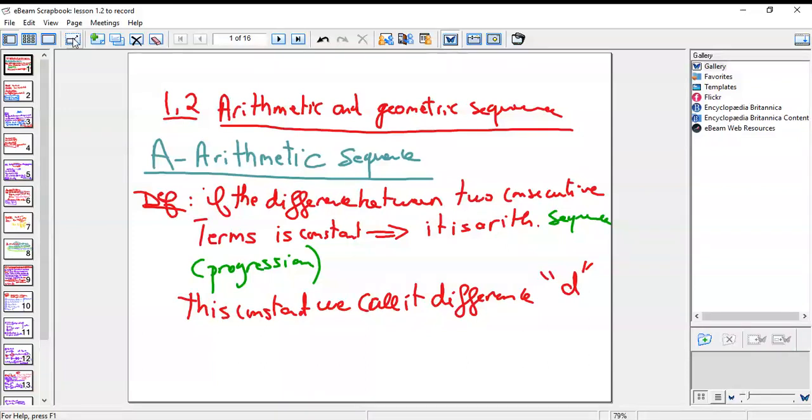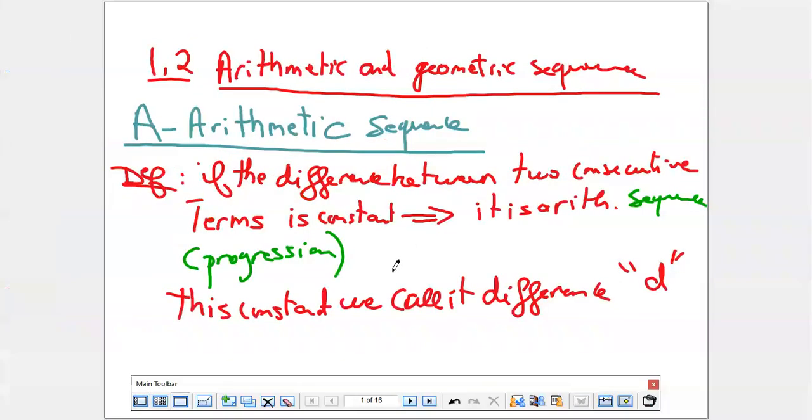So now we are in lesson 1.2. It's about arithmetic and geometric sequence. First, we're gonna do the arithmetic sequence. What does it mean, an arithmetic sequence?